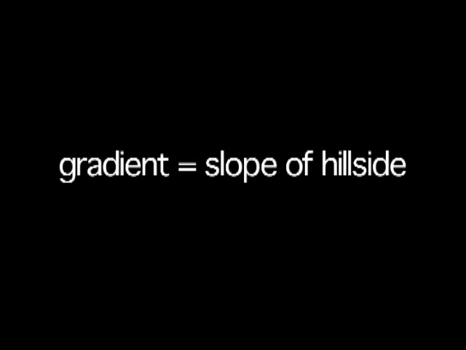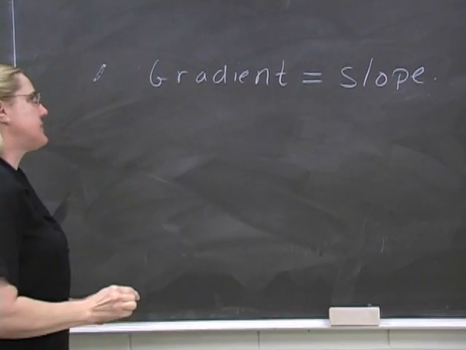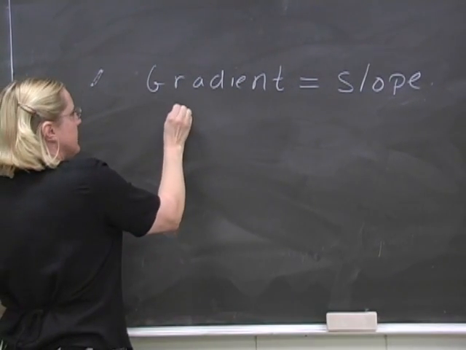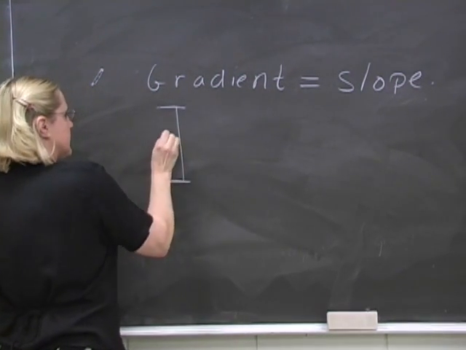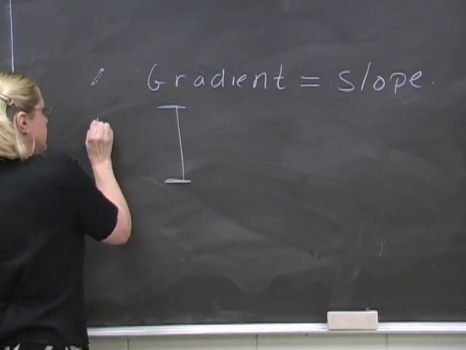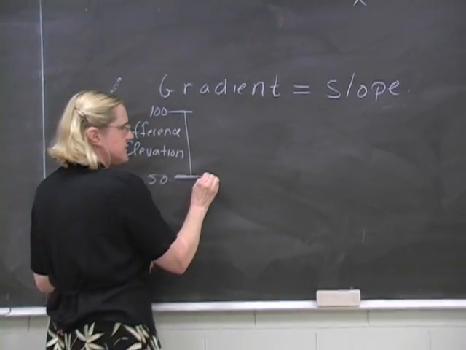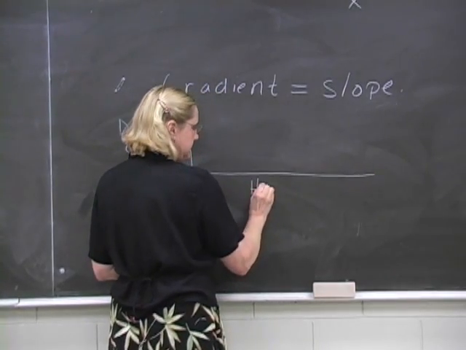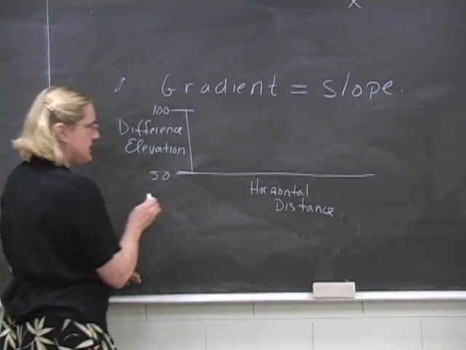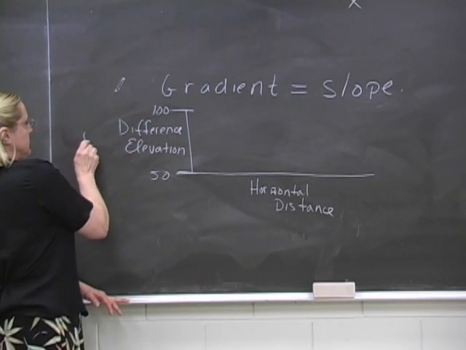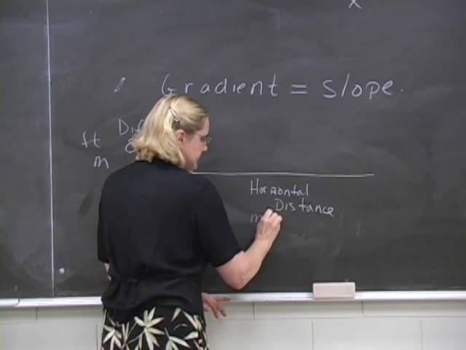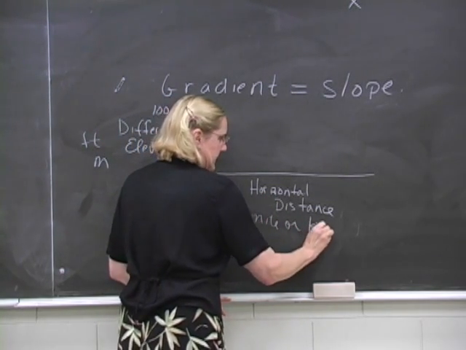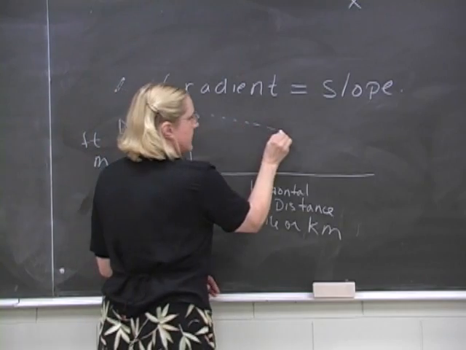The gradient is essentially equal to the slope of the hillside. And to figure that out, you could just imagine a triangular diagram where on this axis is basically differences in elevation. The second thing you need for a slope is you need to know how far that's going, so we have a horizontal distance. Now usually the elevation is measured in feet or meters, and the horizontal distance is usually in miles or kilometers. And essentially, we can draw this diagram.